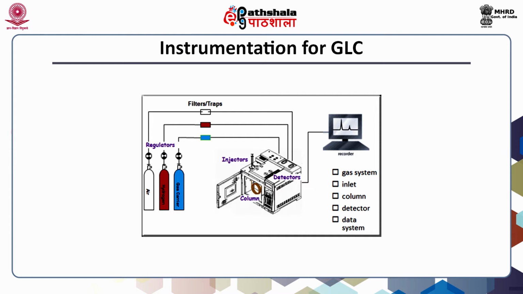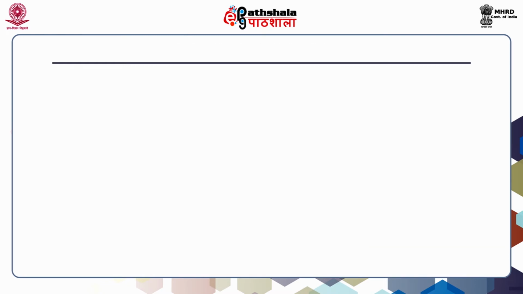In GLC we have a mobile phase, that is a gas, which is also called the carrier gas. The carrier gas should generally be inert. It can be helium, nitrogen, argon, or hydrogen. Then another thing in GLC are the different types of filters, oven, injectors and detectors. All these we will discuss one by one in the subsequent slides. So, let us move to the next slide.